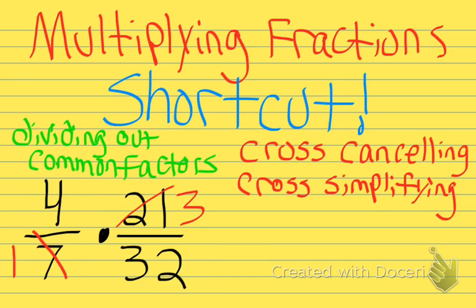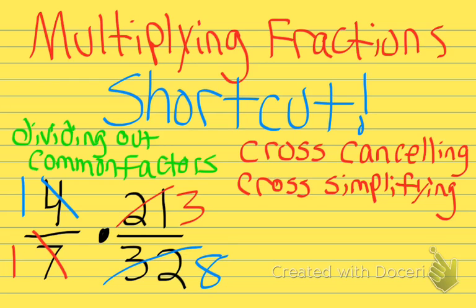Look at 4 and 32. Let's see, does anything go into 4 and 32? Well, 2 goes into 4 and 32, but so does 4. So I'm going to suggest you choose the biggest thing, because that way you won't have to do it again. So 4 goes into both 4 and 32. 4 goes into 4 one time, so that becomes a 1. 4 goes into 32 8 times, that becomes an 8. So now look what you have.